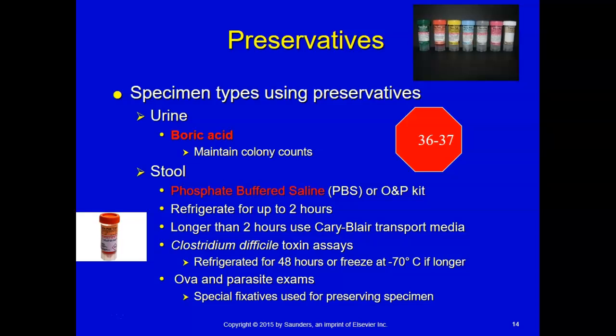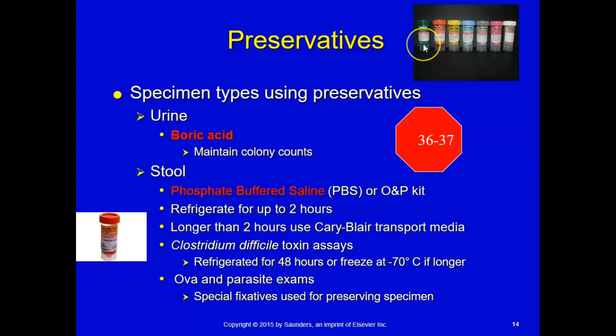What preservatives can we use in the micro lab? Urine, if it's preserved with boric acid, that's okay. This is mainly for colony counts. Usually we are going to be using urine so quickly that we don't need a preservative. The tricky preservatives are for stool. So look at this image up here. Each one of these has a different preservative except for this white container. So potentially you could have a stool sample that's divided into all of these containers.